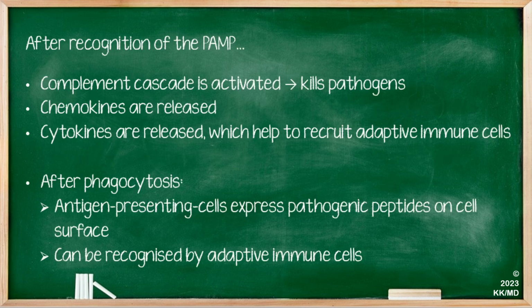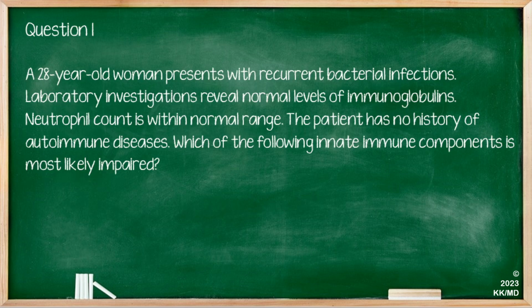After recognition of the PAMP, the complement cascade is activated, which kills the pathogens. Chemokines and cytokines are also released, which help to recruit adaptive immune cells, leading to the adaptive immune system being activated. After phagocytosis, antigen-presenting cells express pathogenic peptides on the cell surface, which can then be recognized by adaptive immune cells. Let's now have a question and a bit of discussion about the innate immune system.